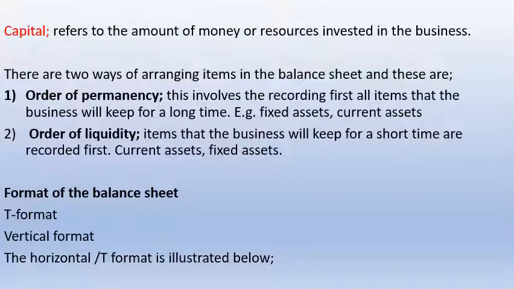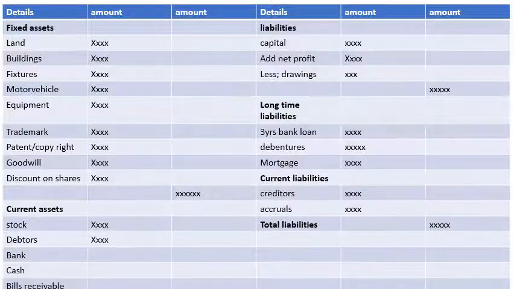Then the formats of the balance sheet: we have two formats, the T format and the vertical format. The T format can also be called the horizontal format, and this is what we're going to look at in this video. So this is an illustration of items that we should include in our balance sheet, not forgetting the title. Then we have details, amount, details, amount.